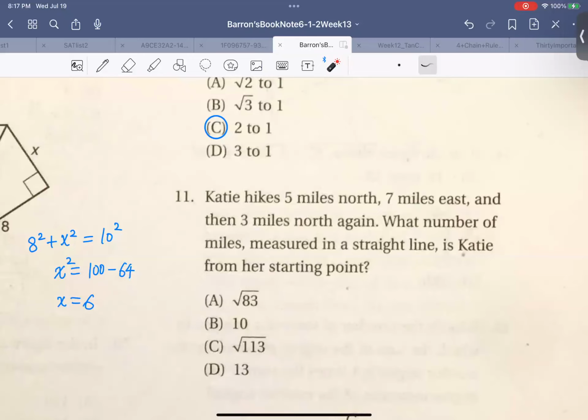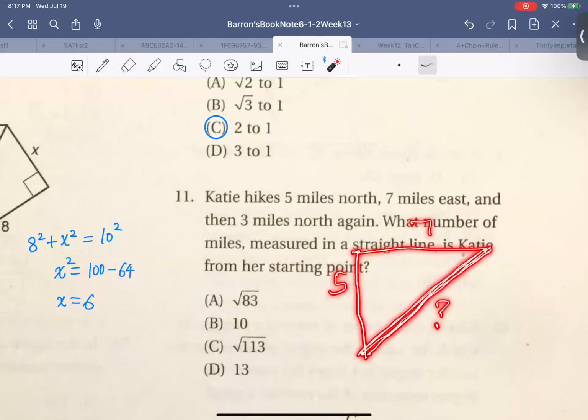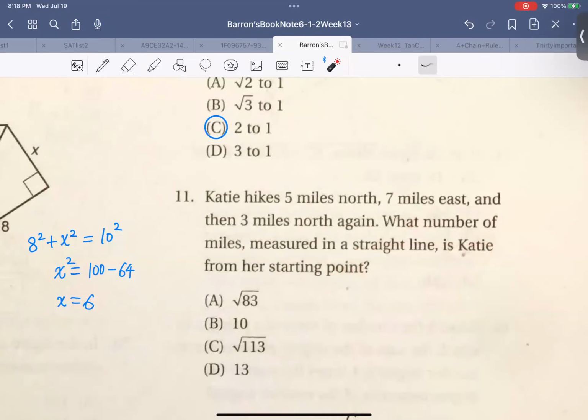I don't get what it means, measured in a straight line. So, for example, if you go up by 5 miles and go right by 7 miles, how long is here? That's what's going on. Measured by a straight line, okay? Not measured by a curved line. Make sense now?